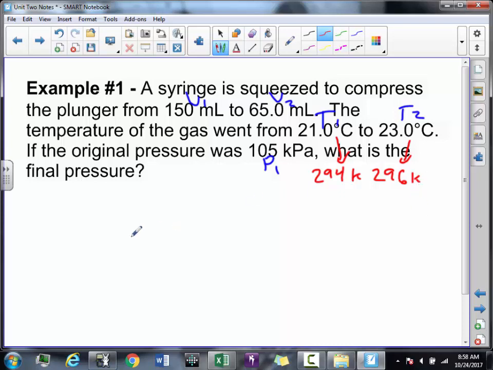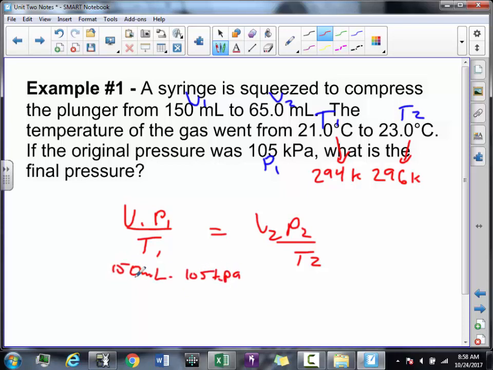Anyways, let's try V1 times P1 over T1 equals V2 times P2 over T2. Throw in your numbers: 150 milliliters times 105 kilopascals divided by 294 Kelvin gives you 65 milliliters times an unknown second pressure divided by 296 Kelvin.